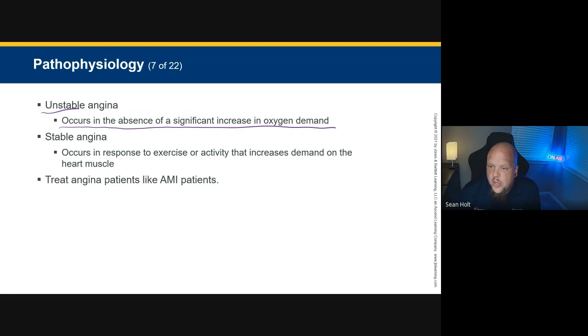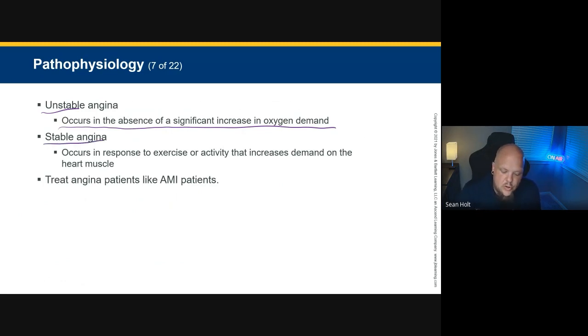Is it coming and going? Those kinds of questions. Unstable angina, you're going to find out that they weren't necessarily doing anything that required exertion. It's just happening at rest. That's not a good thing, okay?